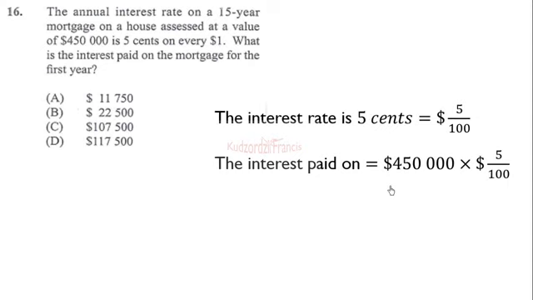So we know we can simplify this. 100 goes here, 4,500 times 5 times 45, that will give us 22,500. So the correct answer is 22,500.